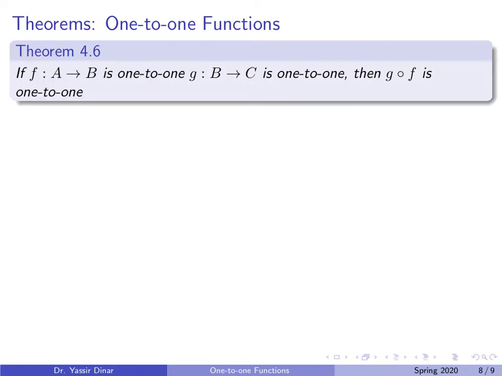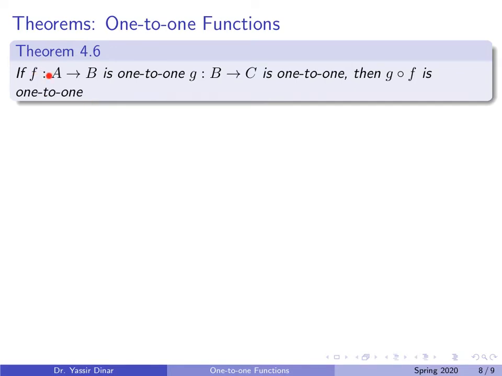The first theorem is about composition. If f, a function from A to B, is a one-to-one function, and g, a function from the set B to the set C, is a one-to-one function, then the composition of f and g, which gives me g circle f, also has the property of being a one-to-one function.